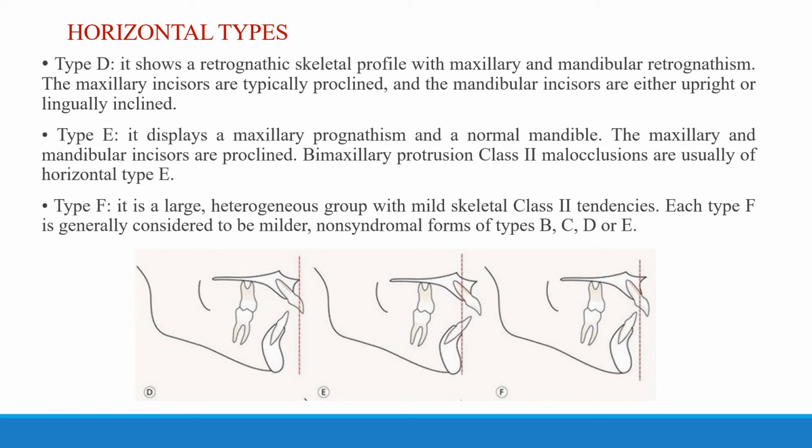Type D shows a retrognathic skeletal profile with maxillary and mandibular retrognathism. The maxillary incisors are typically proclined, and the mandibular incisors are either upright or lingually inclined.